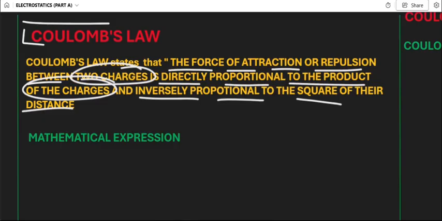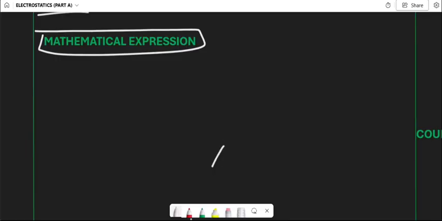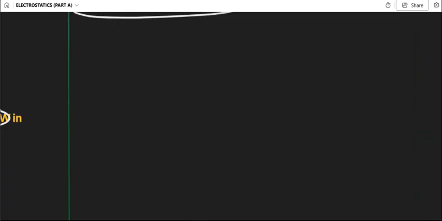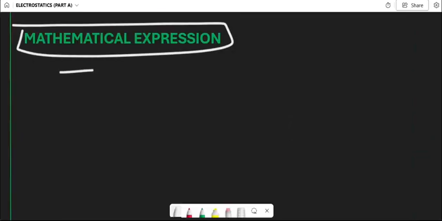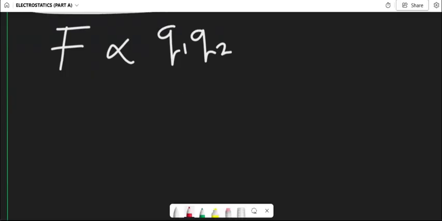Now, this law has an expression. Let's see the expression. Coulomb's law made us understand that there is a force of attraction. So let's say the force of attraction F is directly proportional to the product of the charges. Please note that charge is symbolized as the letter Q, and the same Coulomb's law states that the force of attraction is also inversely proportional to the square of their distances.